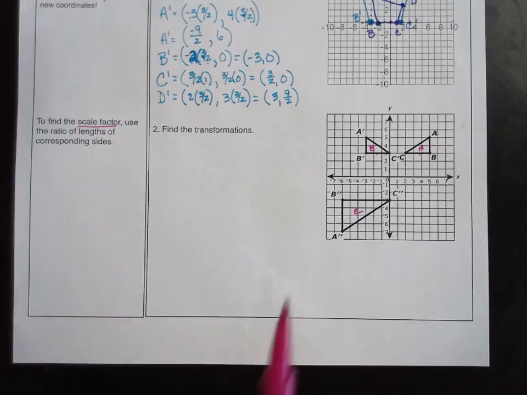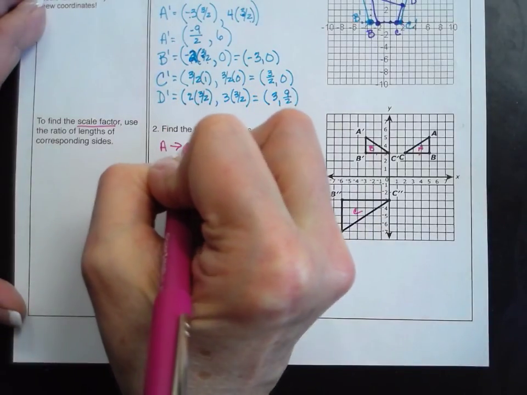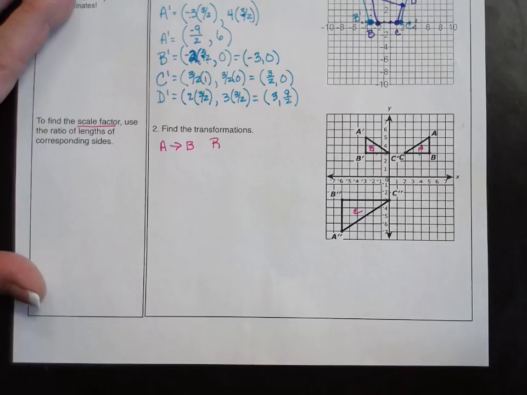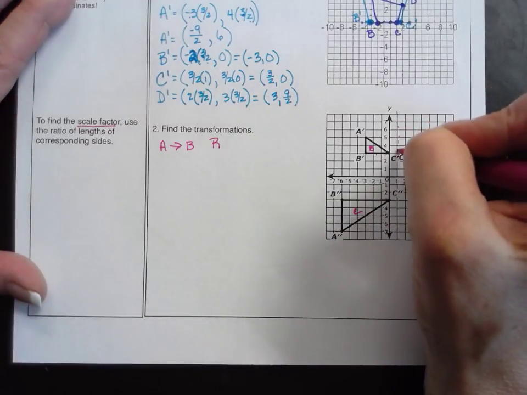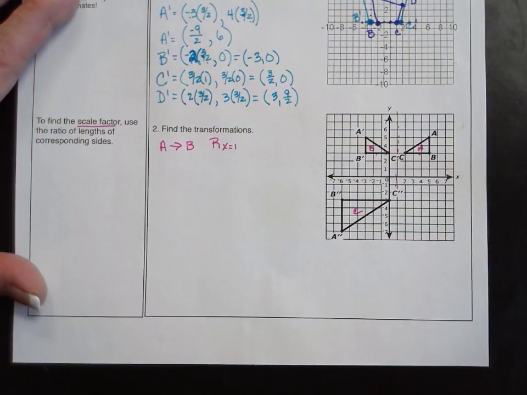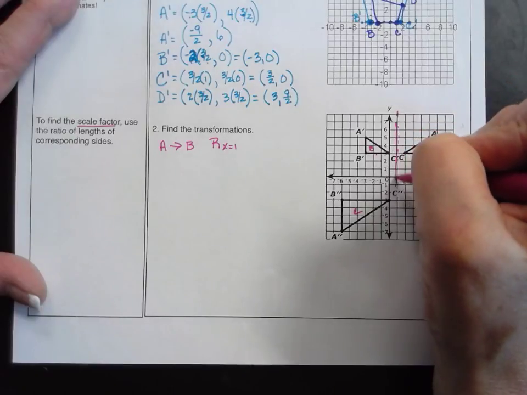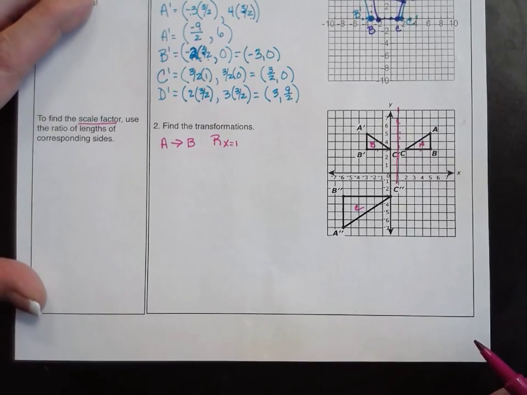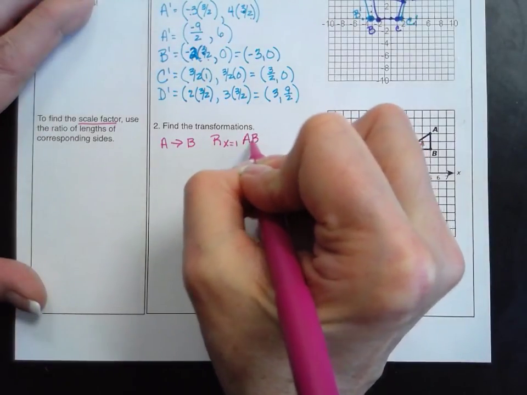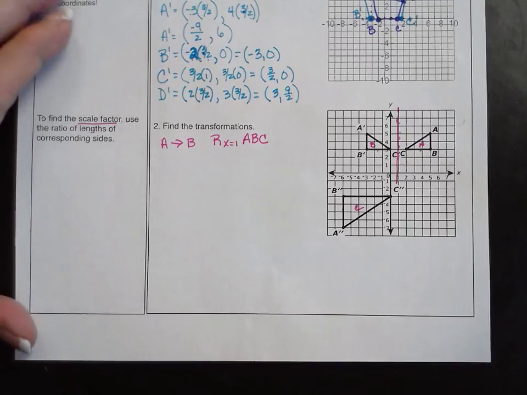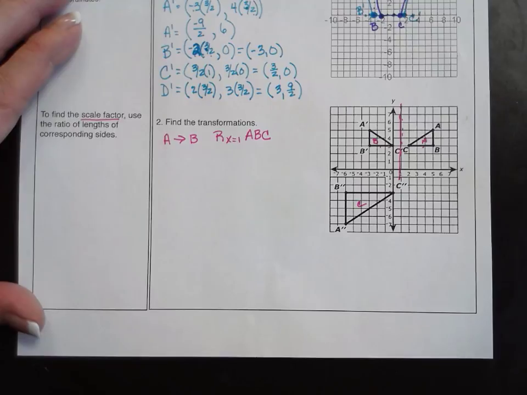It's a reflection. Okay, so A to B was a reflection. What was the line of reflection? There you go. X is equal to 1. Beautiful. Everybody remember that? Because this is my line of reflection. And what's my figure that I reflected? ABC. Perfect. See how much you guys remember? It was awesome.